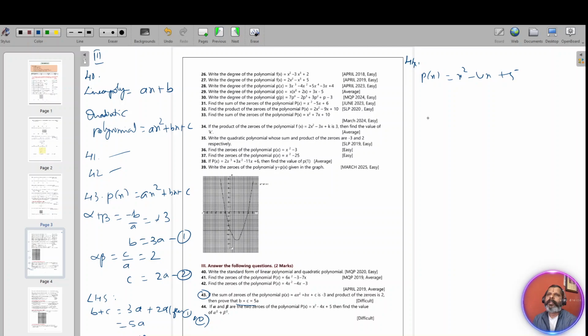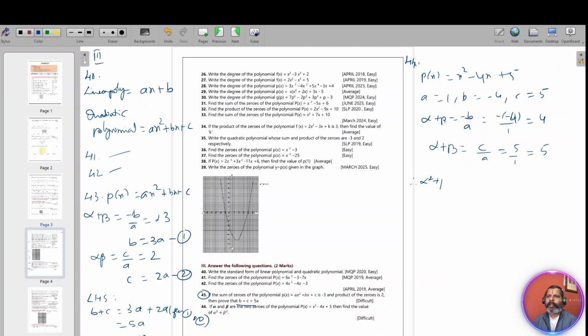How? See, first I'll find alpha plus beta, then alpha beta. Here a is 1, b is minus 4, c is 5, comparing with ax square plus bx plus c. Therefore, alpha plus beta equal to minus b by a, that is minus of minus 4 by 1, that is 4. Alpha beta equal to c by a, that is 5 by 1, that is 5.